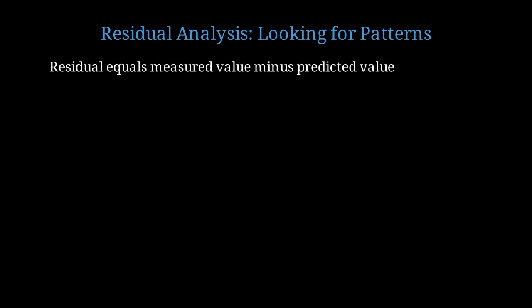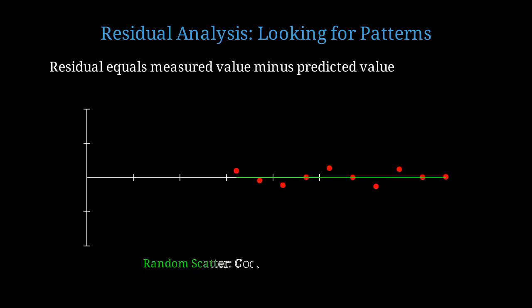Another powerful technique is residual analysis. This can reveal systematic deviations that summary statistics miss. The residual for each data point is simply the measured value minus the predicted value from our model. If the residuals show random scatter around 0 with no pattern, that's good. Our model captures the physics.